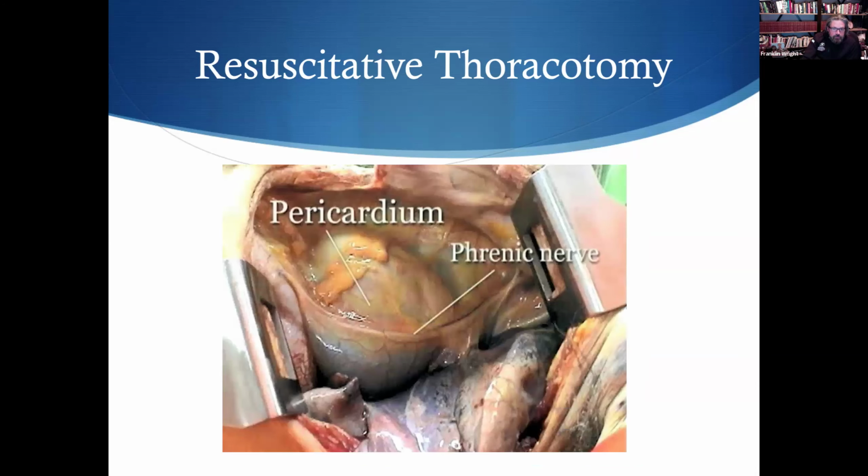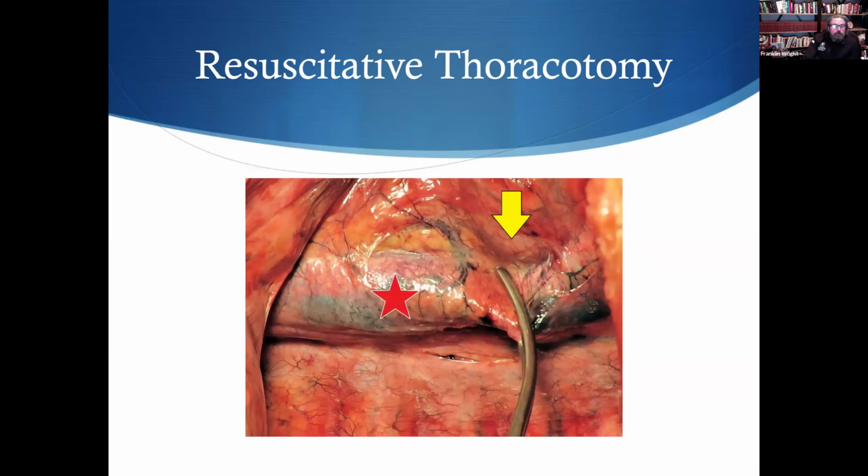Once we're in the chest, we're looking for pericardial tamponade. We're seeing the pericardium there and the phrenic nerve running along it. We will frequently open the pericardium just anterior to that phrenic nerve, just to prove that there's no tamponade physiology. And then the other thing that we can do is clamp the aorta. There's a few benefits there.